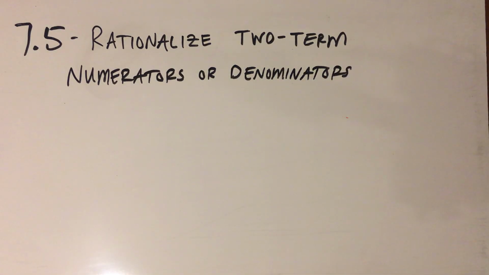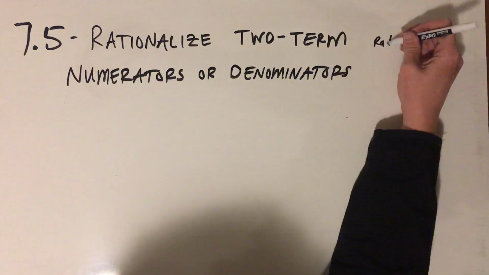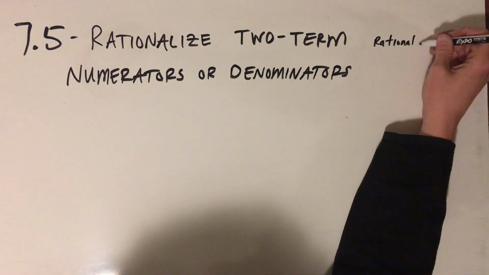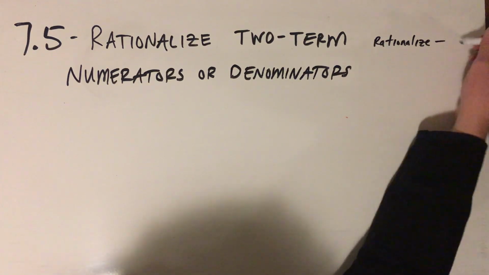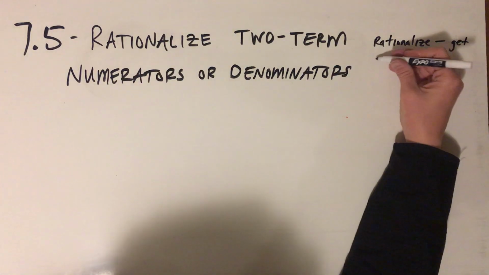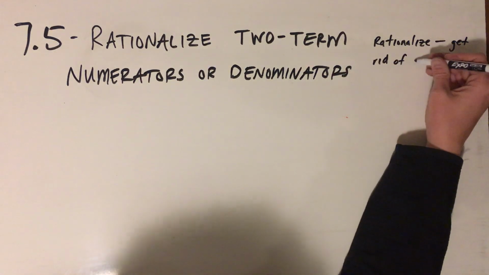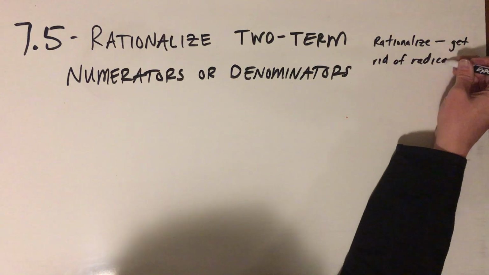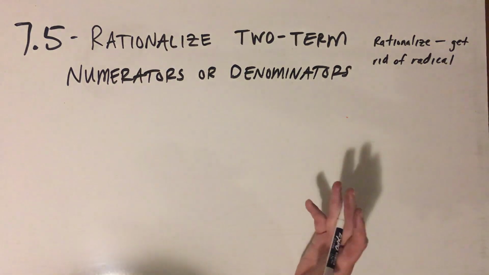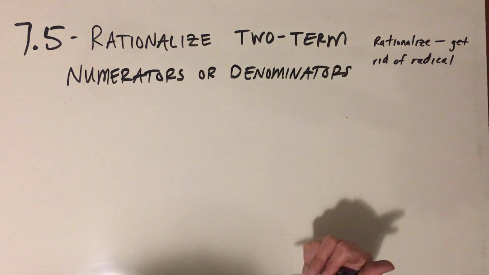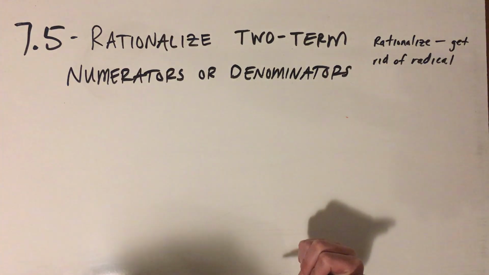Right, this is our last concept in 7.5. We're going to talk about rationalizing two-term numerators or denominators, whichever one is specified. Again, remember that rationalize means get rid of the radical wherever. If we're rationalizing the numerator, we're getting the radical out of the numerator. If we're rationalizing the denominator, we're getting the radical out of the denominator.